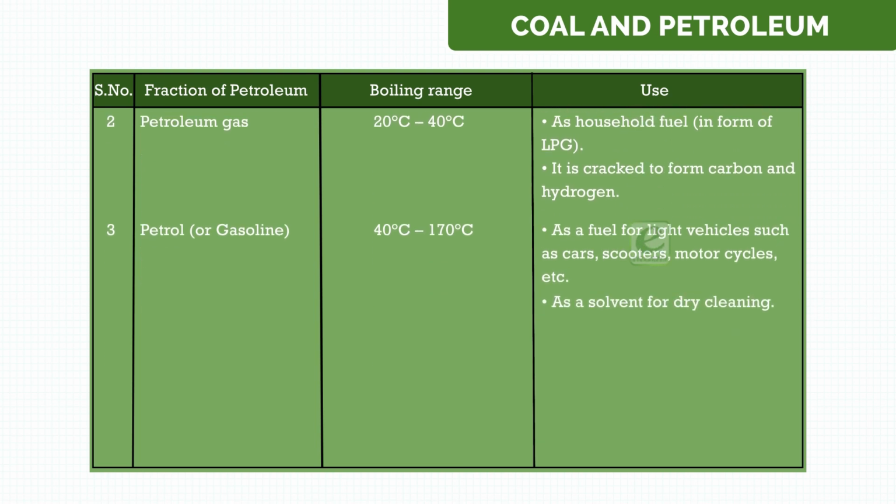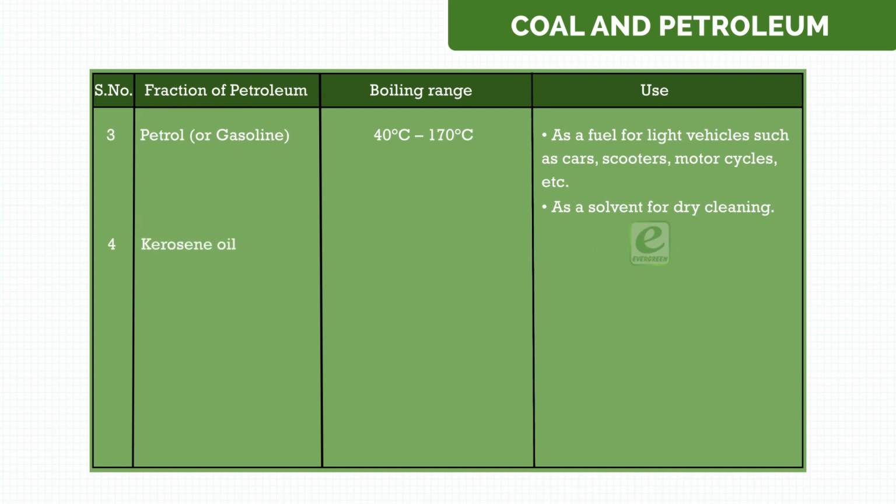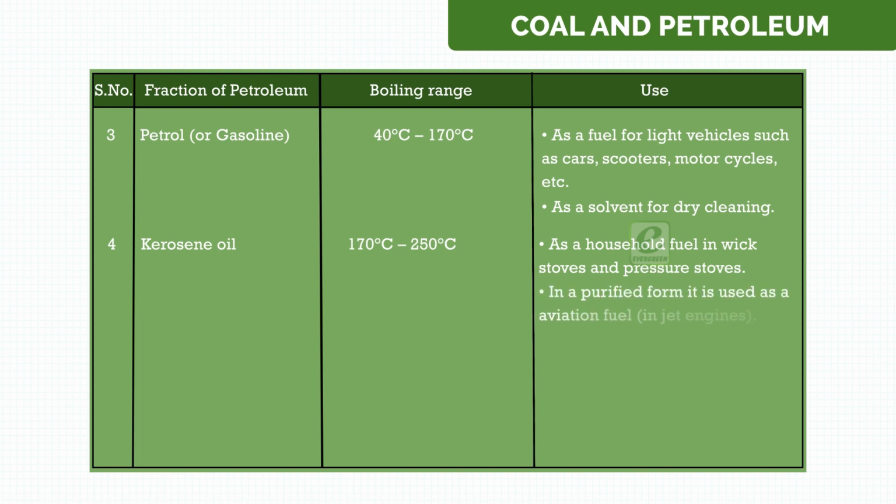Kerosene oil, 170 degrees Celsius to 250 degrees Celsius, as a household fuel for wick stoves and pressure stoves. In a purified form, it is used as an aviation fuel in jet engines. Fuel oil, 350 degrees Celsius to 400 degrees Celsius. It is used in industrial heaters or furnaces and boilers.